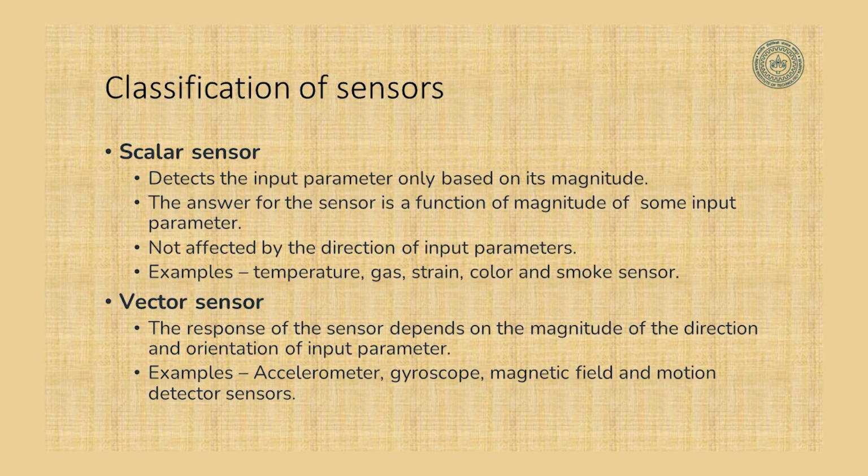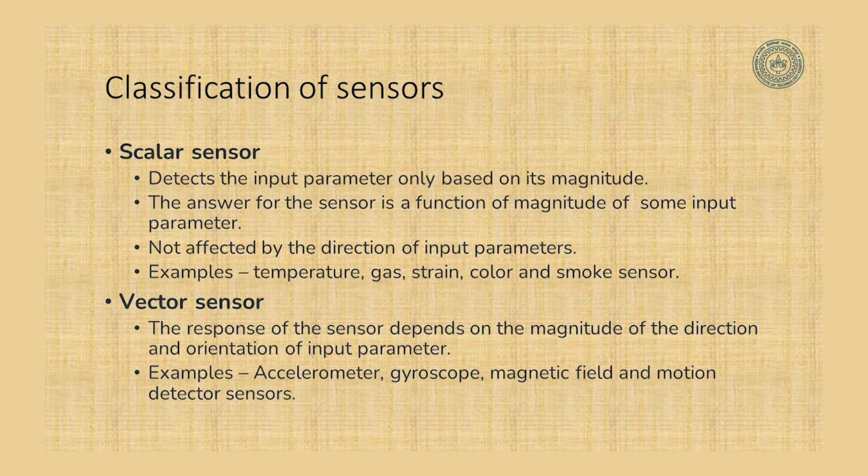Scalar sensors detect the input parameter only based on the magnitude. They do not need to detect the direction, only the magnitude is important, as the name scalar suggests. So, the sensor's output is a function of the magnitude of some input parameter, and that is not affected by the direction of the input parameter. The direction of the input parameter does not matter.